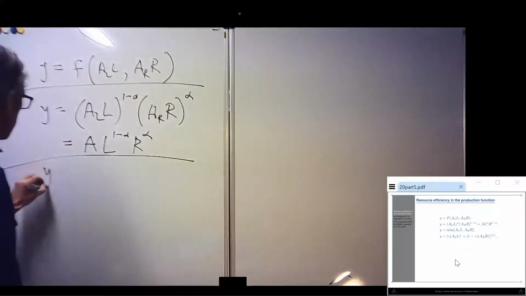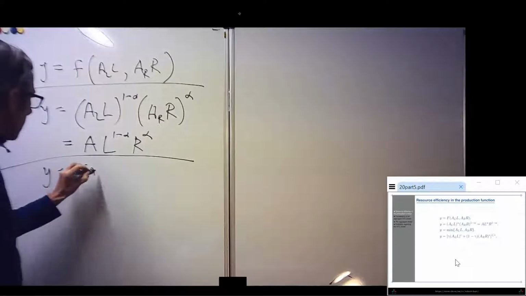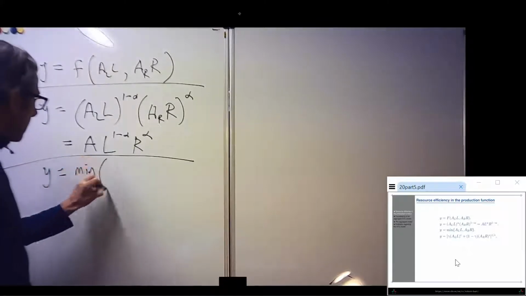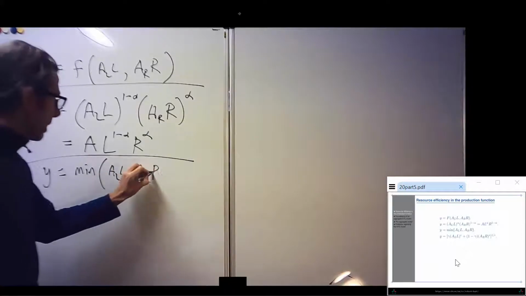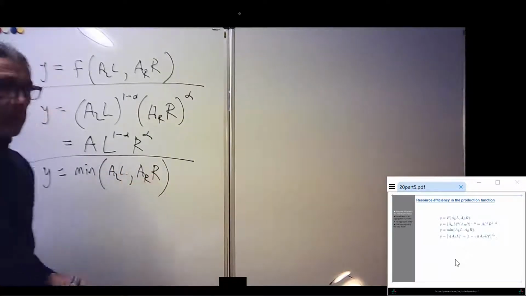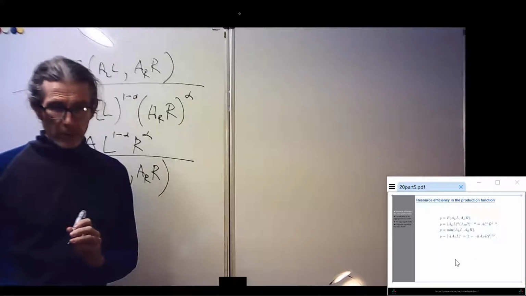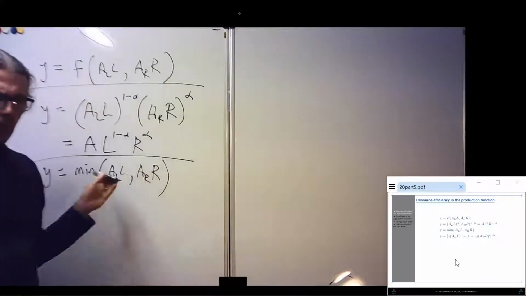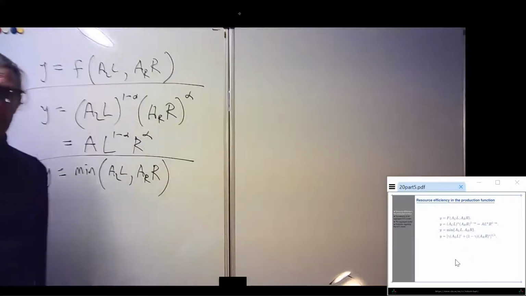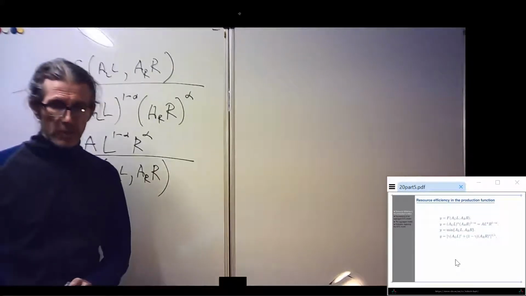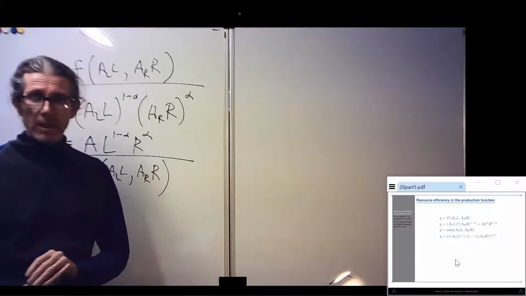Next one, Y equals min of ALL and ARR. Now, you might want to pause your videos very shortly and think about this. What is this production function called and what does this mean? So I suggest if you don't know that, pause your videos and have a think.